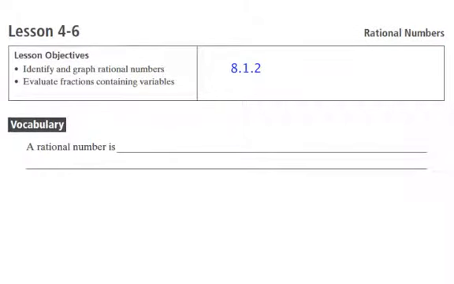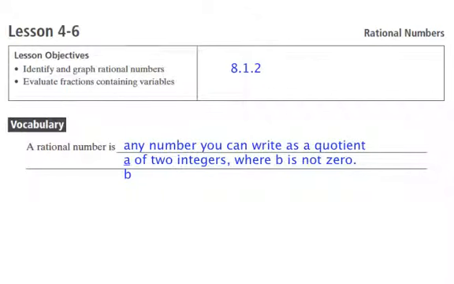Today's lesson is on rational numbers. We're going to identify and graph rational numbers, and we're going to evaluate fractions containing variables. The Indiana Academic Standard is 8.1.2. A rational number is any number you can write as a quotient, a over b, of two integers where b is not 0. In other words, if it can be written as a fraction, it is a rational number.